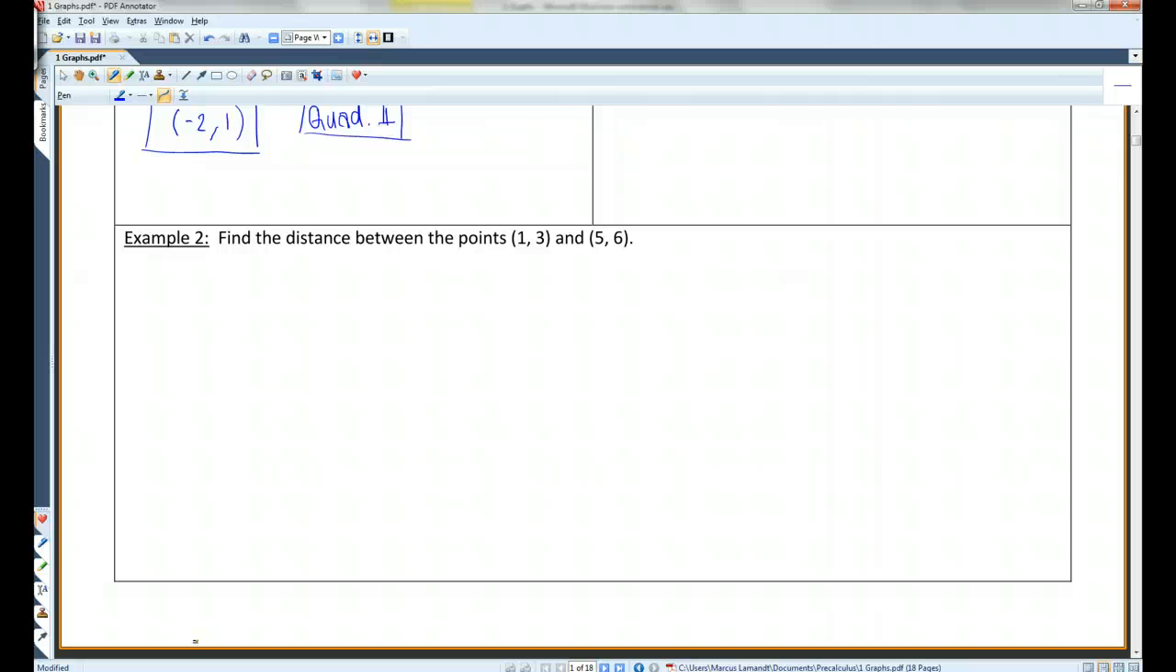Okay, find the distance between the points 1, 3, and 5, 6. Okay, so 1, 3 is here. 5, 6. 1, 2, 3, 4, 5, 6 is here. Now, some of you guys might remember the distance formula. Great, go ahead and do it that way. If you don't, another way you could do it is with the Pythagorean Theorem. And that's how I'm going to do this particular problem.